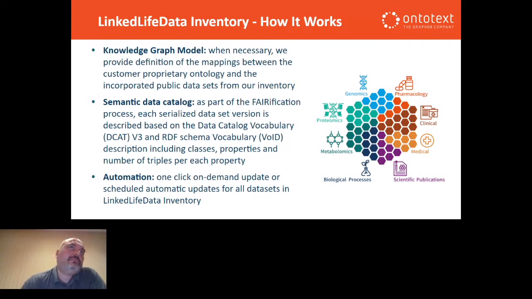And one very important aspect is the automation. All the workflows that we define for each of the data sets in the inventory are fully automated, starting from the automatic download, transformation of the proprietary formats to RDF representation, then generation of the DCAT and VoID, and also the additional semantic mappings, and then publishing the data set as part of the data catalog.